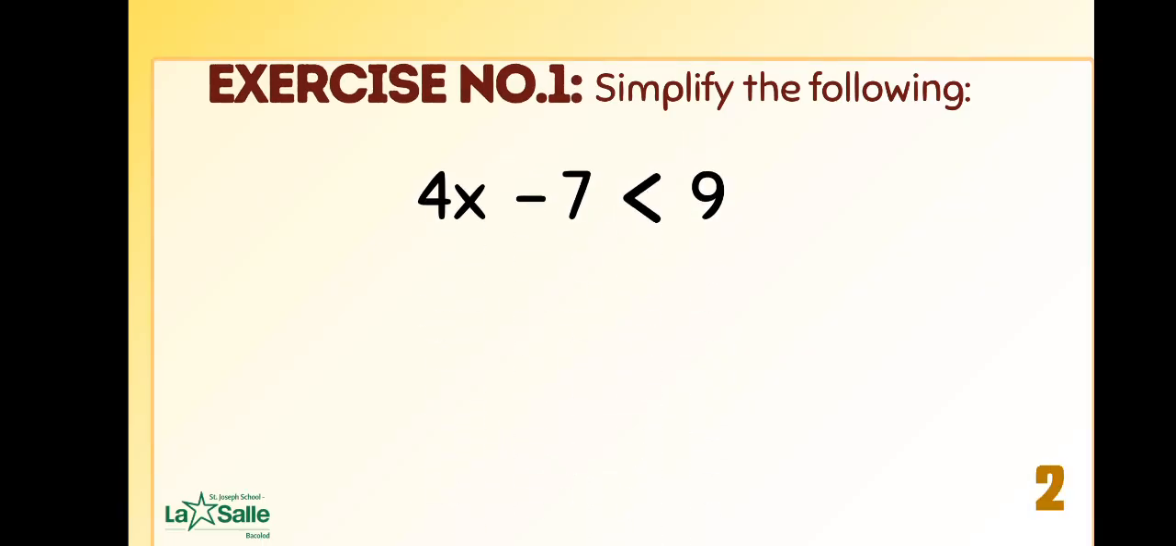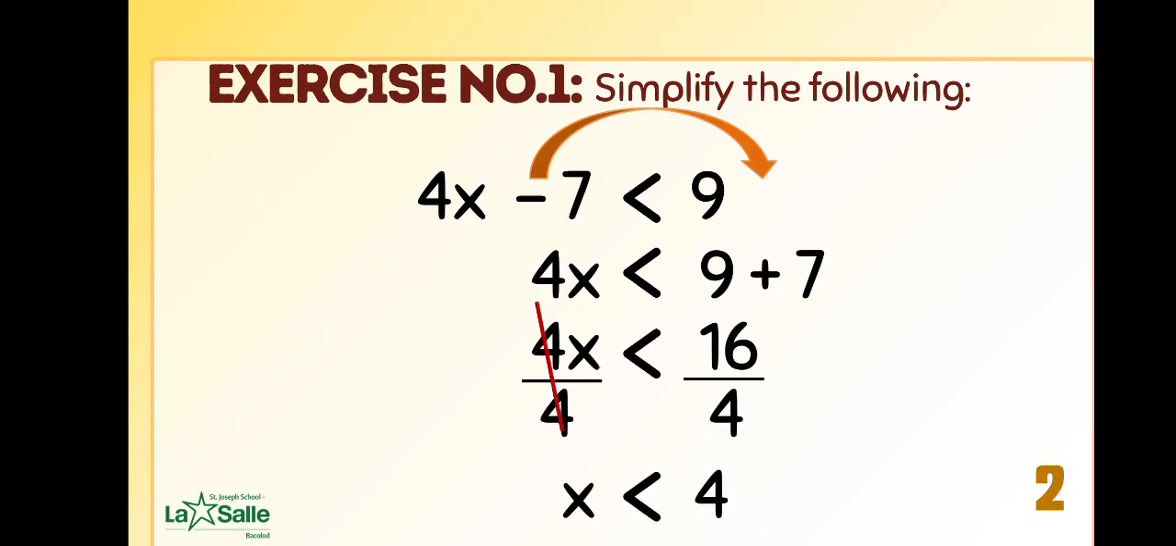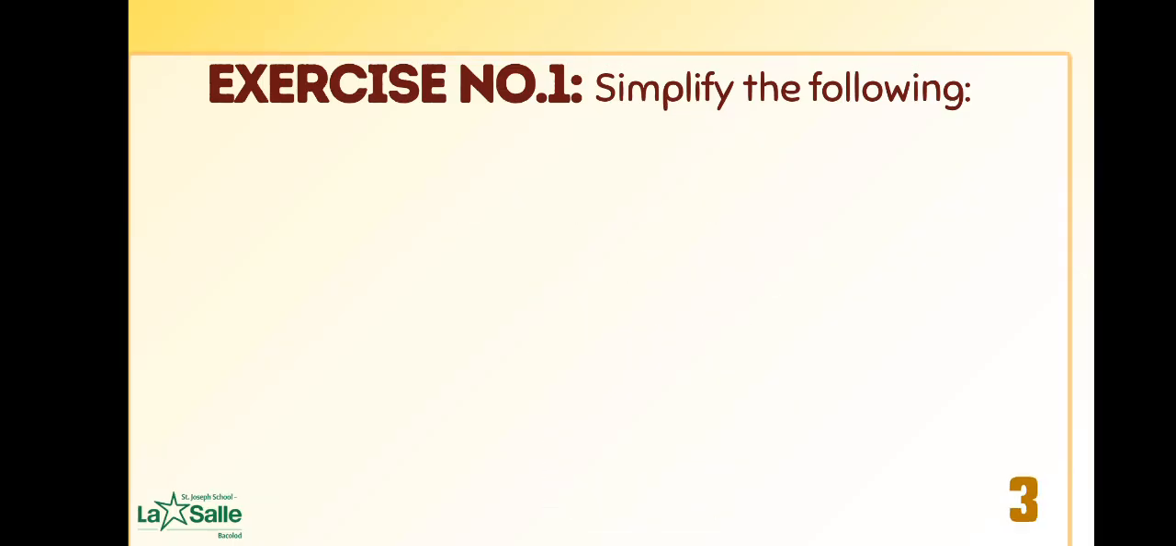Another example is 4x − 7 < 9. Just like what I've mentioned, we can do transposition by transferring the negative 7 onto the right, so negative 7 becomes positive 7. On the left side, we have 4x. We can simply combine the right side of this inequality, which becomes 16. And we divide both sides by 4, and x is now less than 4. What are the values less than 4? We have 3, 2, 1, and so on.